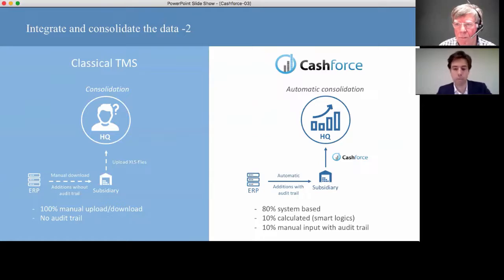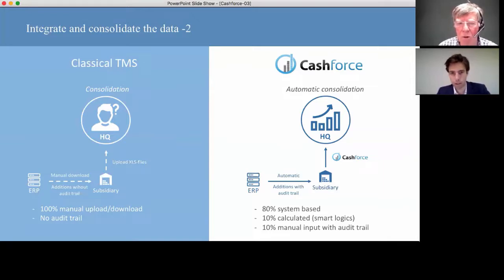And the second part to it is that if you make sure that your local treasurer already has a pre-filled sheet of information inside a platform, he then only will need to amend 10, 15% of the data which is manual or which is driven by something he only knows. And when that is being consolidated with Cashforce and submitted to the headquarter, both for headquarter and for the local treasurer, it's immediately very transparent what has been extracted from a system perspective and what has been amended by the local treasurer.